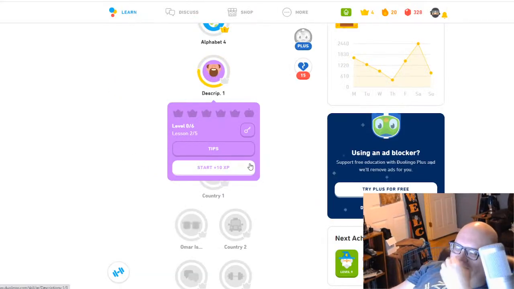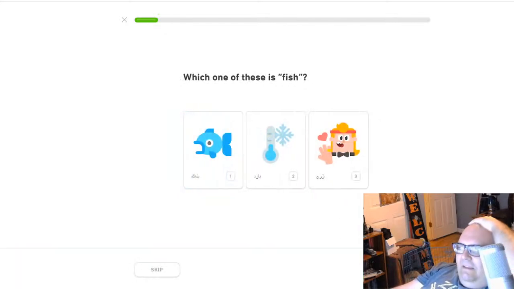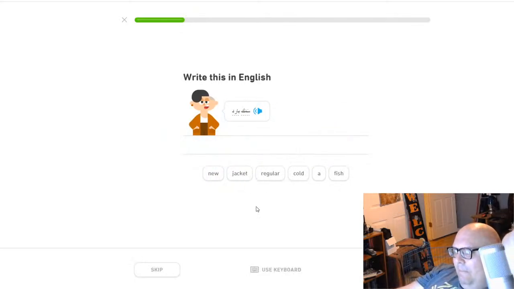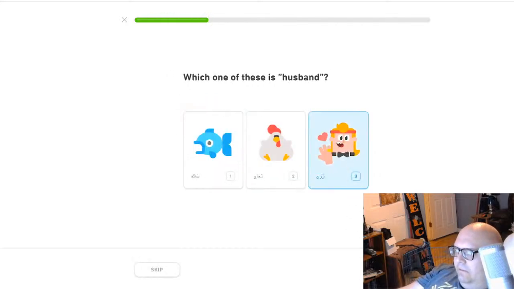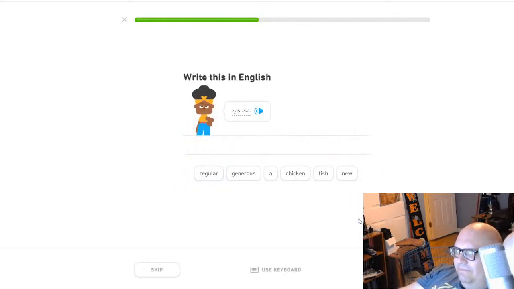There's some letter in Arabic that you can't even express. Berid. Semek berid. Bearded. Goldfish. Husband. Zouj. Dajaj. Samak Jadid. New fish? What the fuck?